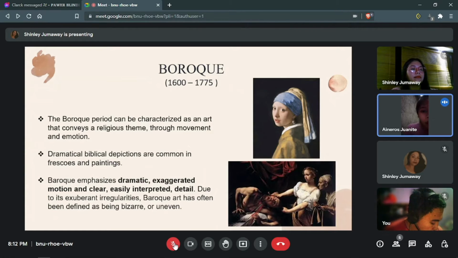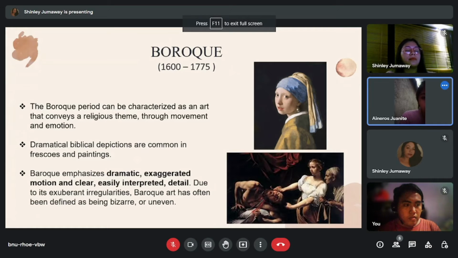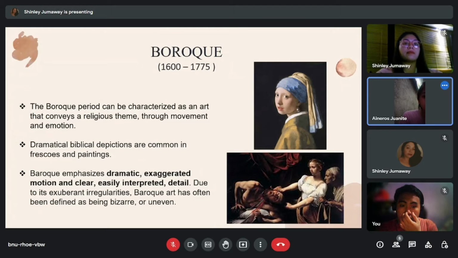Okay. Baroque, 1600 to 1775. The Baroque period can be characterized as art that conveys a religious theme through movement and emotion. Dramatic biblical depictions are common in frescoes and paintings. Baroque emphasized dramatic, exaggerated motion, and clear, easily interpreted detail due to its exuberant irregularities. Baroque art has often been defined as being bizarre or uneven. The Baroque style used contrast, movement, exuberant detail, deep color, grandeur, and surprise to achieve a sense of awe.